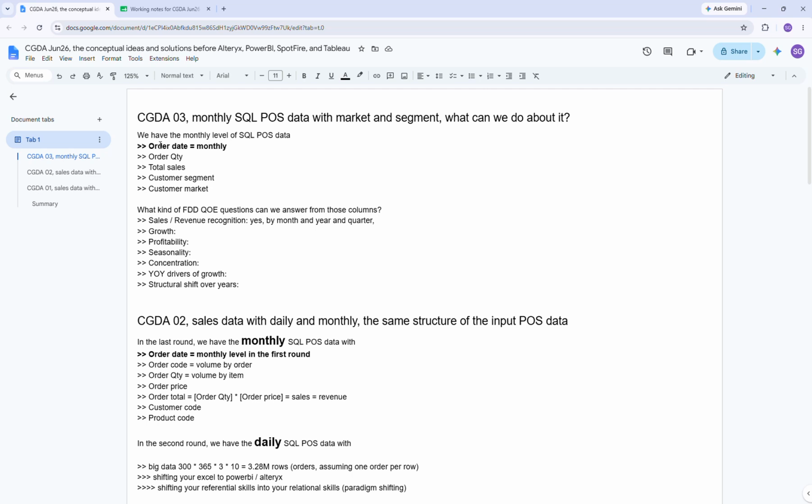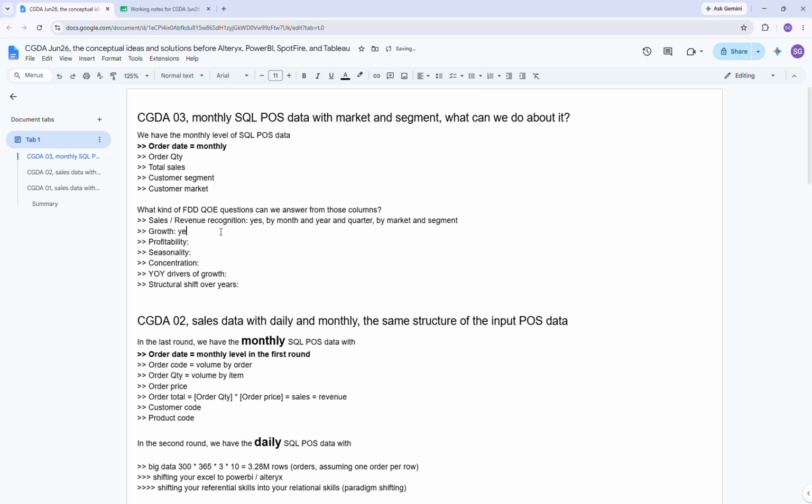Okay, so actually we can have three of them at the same time, and then you can do by market and segment in this case. So we have customer segment here and customer market here already. Okay, so that's the first one. So the answer is yes.